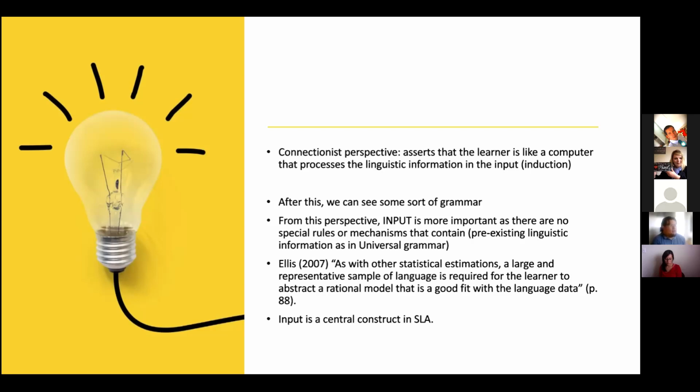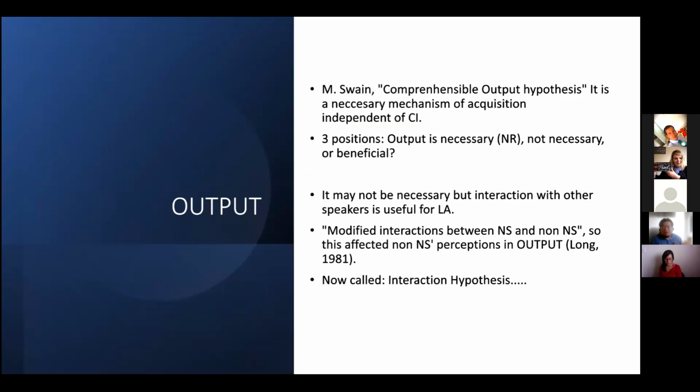Okay, now output. According to Ms. Swain, that we saw, let me remember, I think it was in the 80s. I'm sure Janine can correct me if I'm wrong. In the middle 80s, Merrill Swain launched her famous comprehensible output hypothesis. That's what she said, but we are going to see that throughout time, she changed it a little bit, okay? She said that it is a necessary mechanism for acquisition, independent of comprehensible input. She said that output is very important, it's a necessary mechanism, okay?